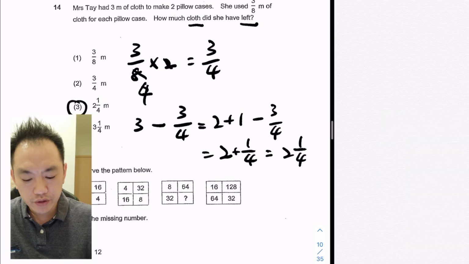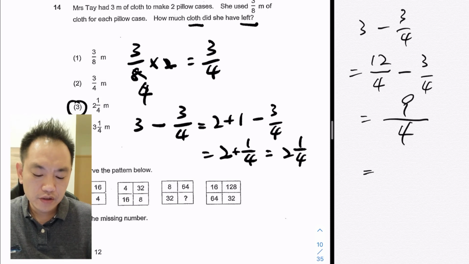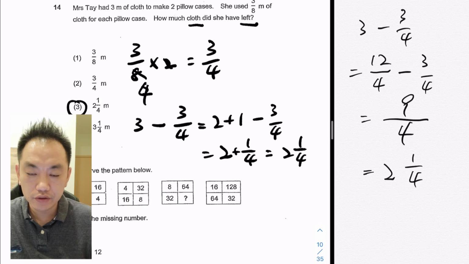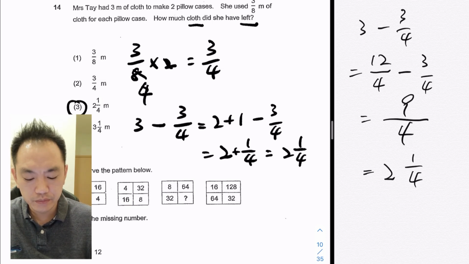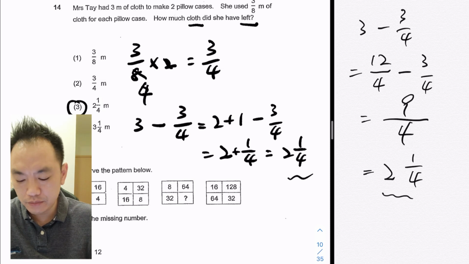Another way to do this is 3 minus 3 out of 4. You can convert this into a fraction of 4. 3 times 4, which is 12, minus 3 out of 4. And then 12 minus 3 equals 9, so 9 out of 4. 4 times 2 is 8, so 9 will become a 2, with 1 left. So if you convert 9 out of 4 to a mixed fraction, this will be 2 and 1/4, which is the same answer as what we did previously. So the answer will be 3.